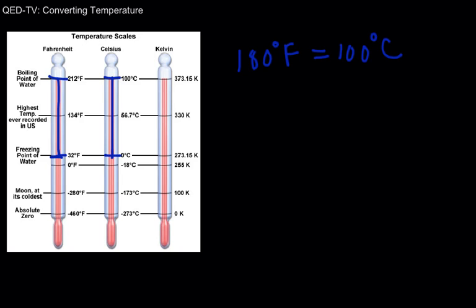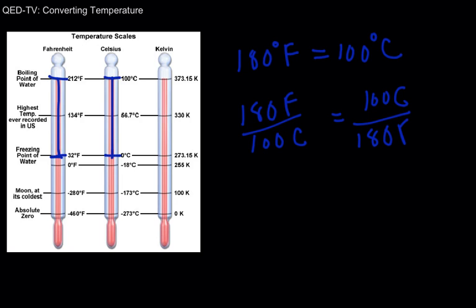So a degree of Fahrenheit and a degree of Celsius are not the same interval, not the same spacing. They're a little different. So we're going to be able to use this conversion factor. I can write this conversion factor two ways in dimensional analysis. I could write 180F over 100C, or I could write it as 100C over 180F, depending on whether I'm converting from Celsius to Fahrenheit or from Fahrenheit to Celsius. I'll use one of those conversion factors.